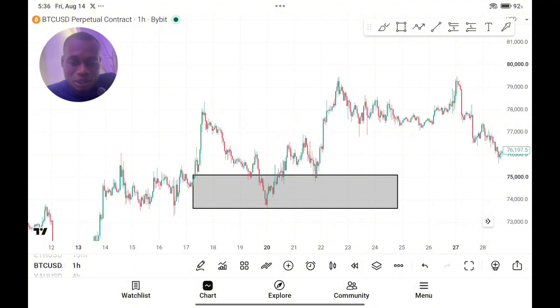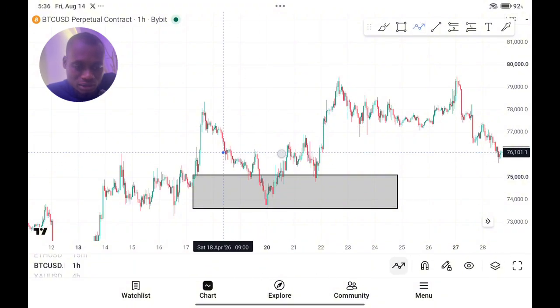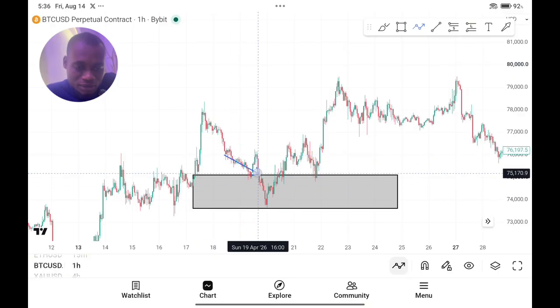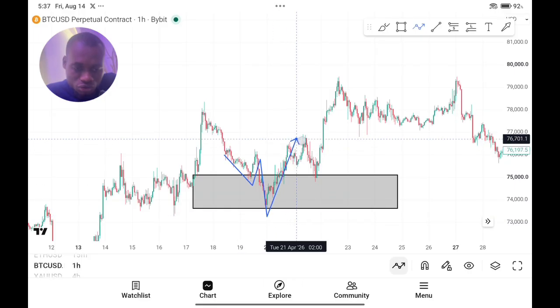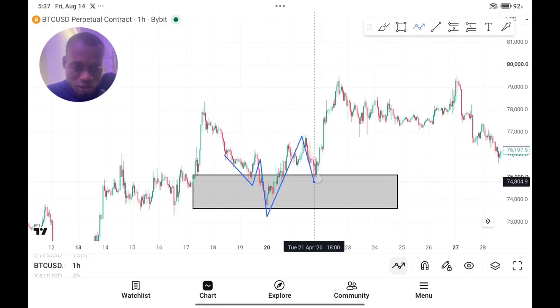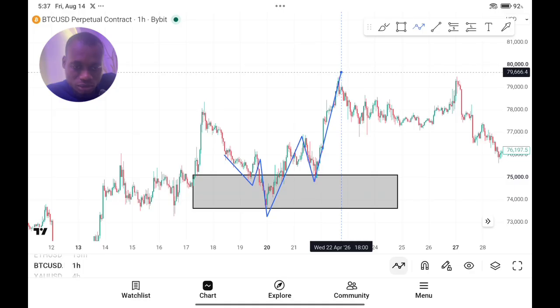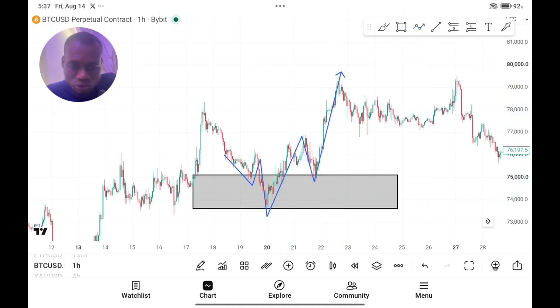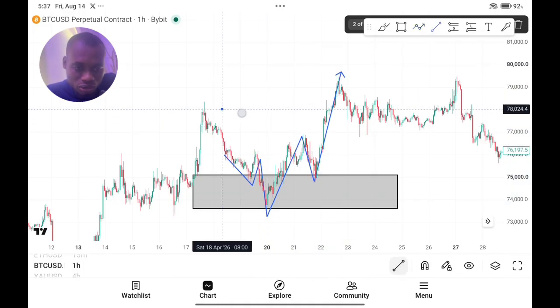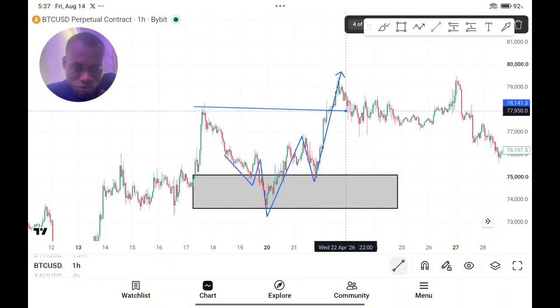Alright, so I'm going to pick my pen tool. Let me draw it out. So here, price did a sweep of the previous low, came up here, formed a structural liquidity, and it did a break of structure. So I'm going to be drawing the break of structure. Price did a break of structure here.